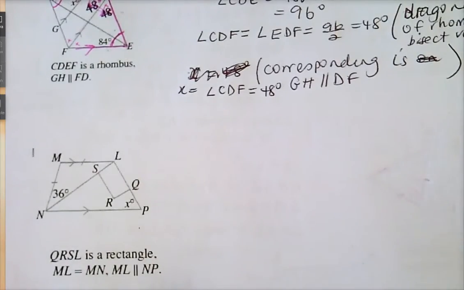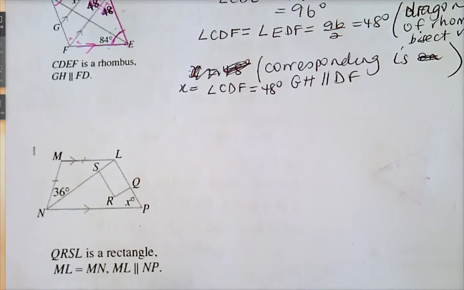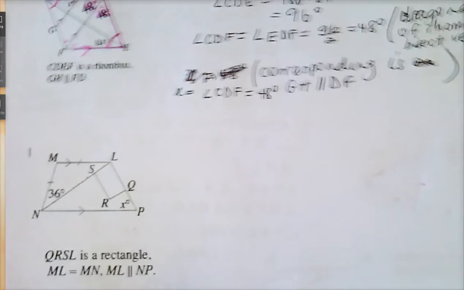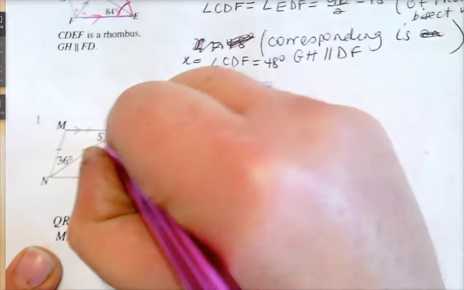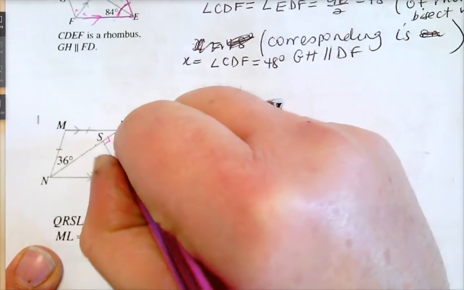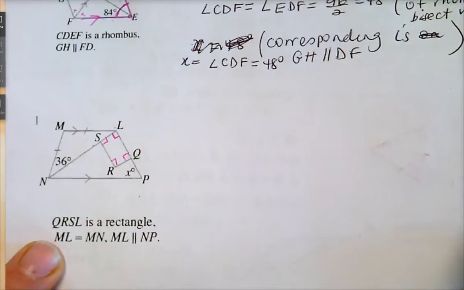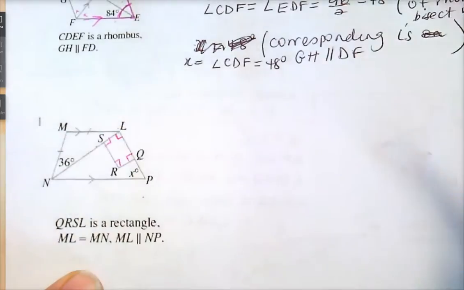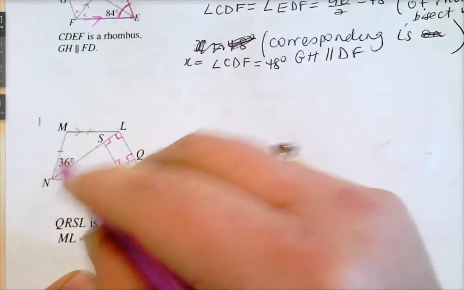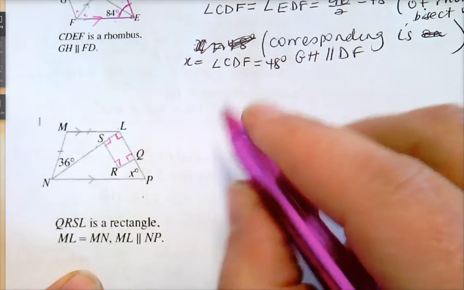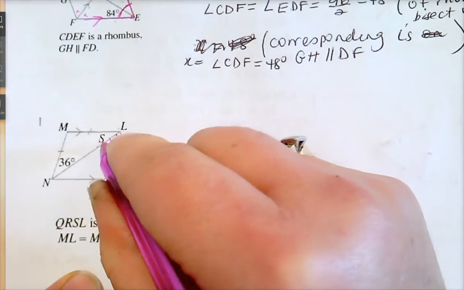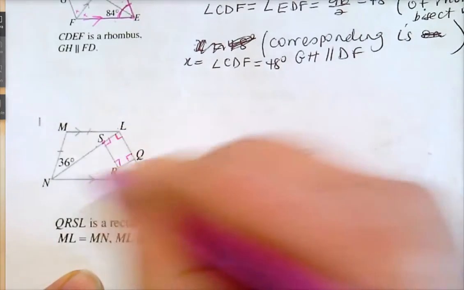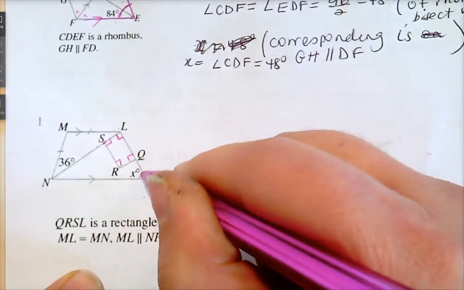And now for the last question. It says that QRSL is a rectangle. So we know a few things there. The main thing probably is going to be that these are right angles, and we'll mention that in a minute. We also know that ML equals MN, which means that MNL is an isosceles triangle. Now this S is for that corner, it's not the size of the angle. And here you have to work out the size of X down here.